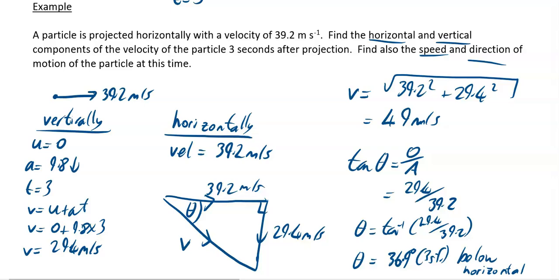Apologies for my bad handwriting. So there we have found our V is equal to 49 meters per second, and our angle is 36.9 degrees below horizontal.